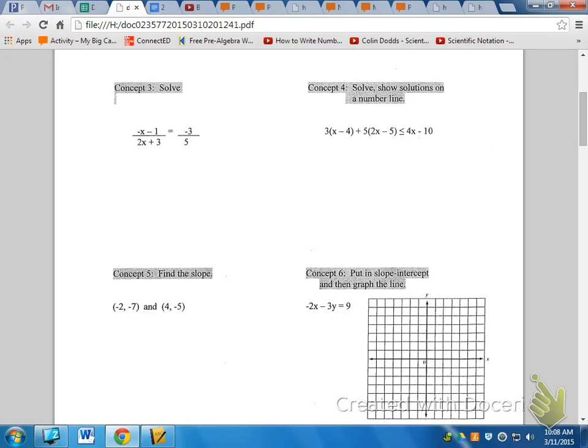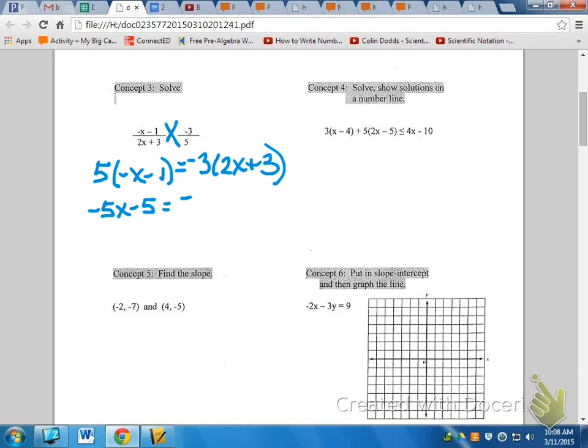Concept 3, it is a proportion and we have to solve. So we would multiply across diagonals. And when we do that, that would be 5 times the quantity negative x minus 1, and negative 3 times the quantity 2x plus 3. So following the poster, we're going to do distributive property first. Negative 5x minus 5 equals negative 6x minus 9.